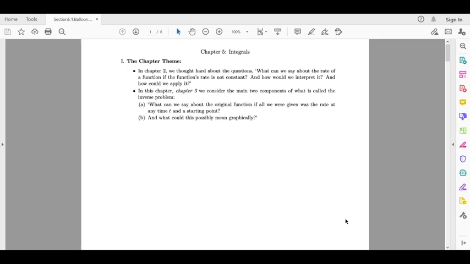So I'm going to just start reading a little. This says, in chapter 2, we thought hard about the questions. What can we say about the rate of a function if the function's rate is not constant? And how will we interpret it? And how could we apply it?